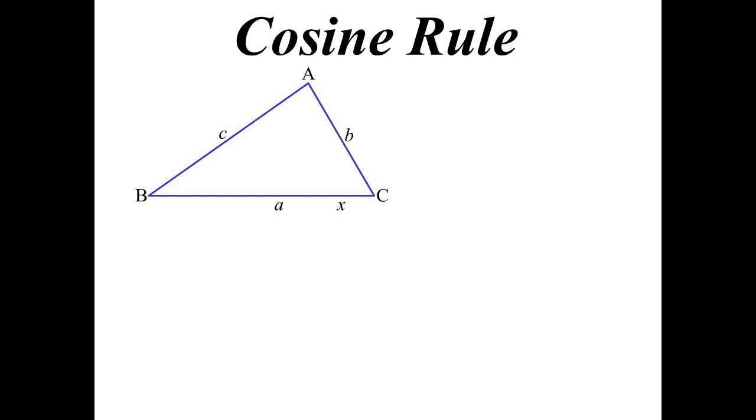Sine rule, fantastic, but it doesn't cover every possibility. So we also have the cosine rule. Basically, it's Pythagoras' theorem on steroids. Drop in the perpendicular. This time, I'm going to use Pythagoras' theorem.